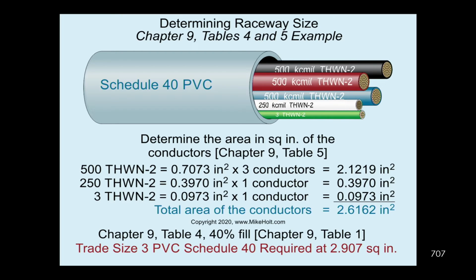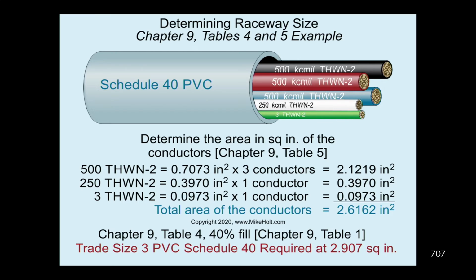We're going to go down and find our 500 kcmil. That actually takes us to the top of the next page. We go over to our square inch area, and we find that's 0.7073. That's for one conductor. We've got 3 of those, so we take that times 3, and that gives us 2.1219.